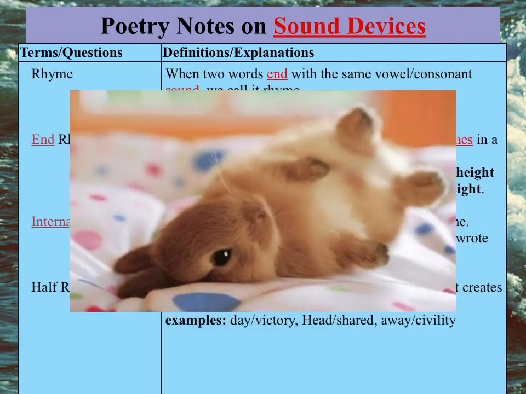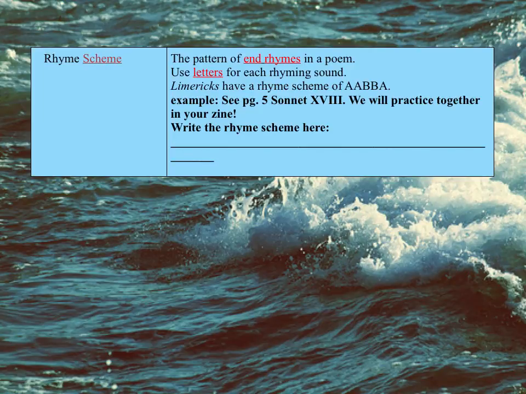And a cute bunny. All right, the next set is on rhyme scheme. Make sure that you fill in the blank where it says scheme. Rhyme scheme is the pattern of end rhymes in a poem. You use letters for each rhyming sound. So we talked about limericks, and they have a rhyme scheme of AABBA because the end rhyme in the first and second line is the same, and in the fifth line is the same.